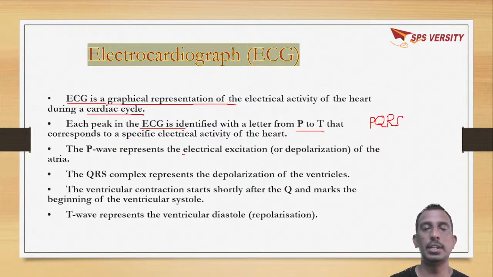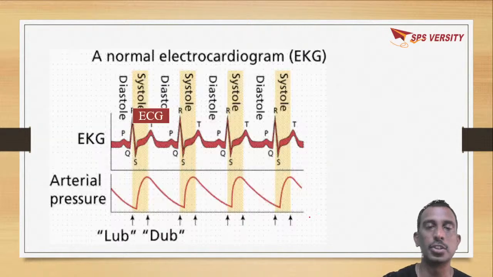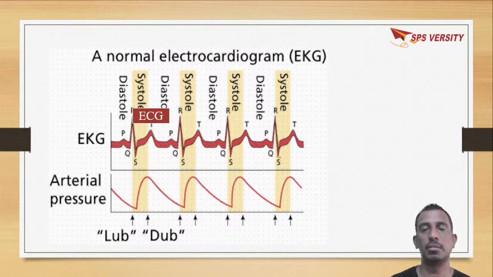The P wave represents the electrical excitation of the atrium. The QRS complex represents depolarization of the ventricles. Ventricular contraction starts after the Q and marks the beginning of ventricular systole. The T wave represents ventricular diastole, that is, repolarization. So here you can see P, Q, R, S, T. P represents auricular systole, QRS represents ventricular systole, and T represents ventricular diastole.